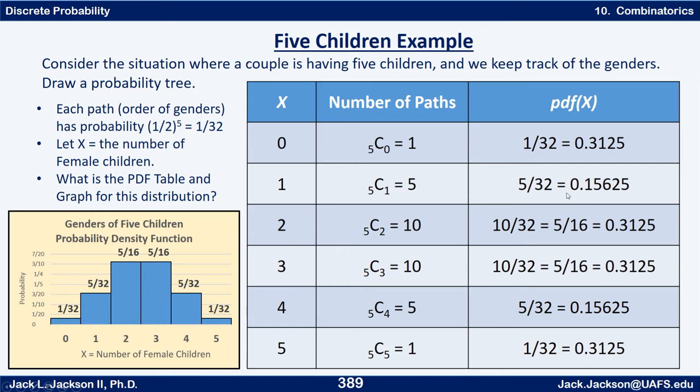So this is the PDF table. Ignore the middle column. The X and the PDF of X is the PDF table, and then the graph is over here. So there's a good way of using our counting, our combinations, to help us figure out some probabilities. And in fact, this is a situation we've looked at before.